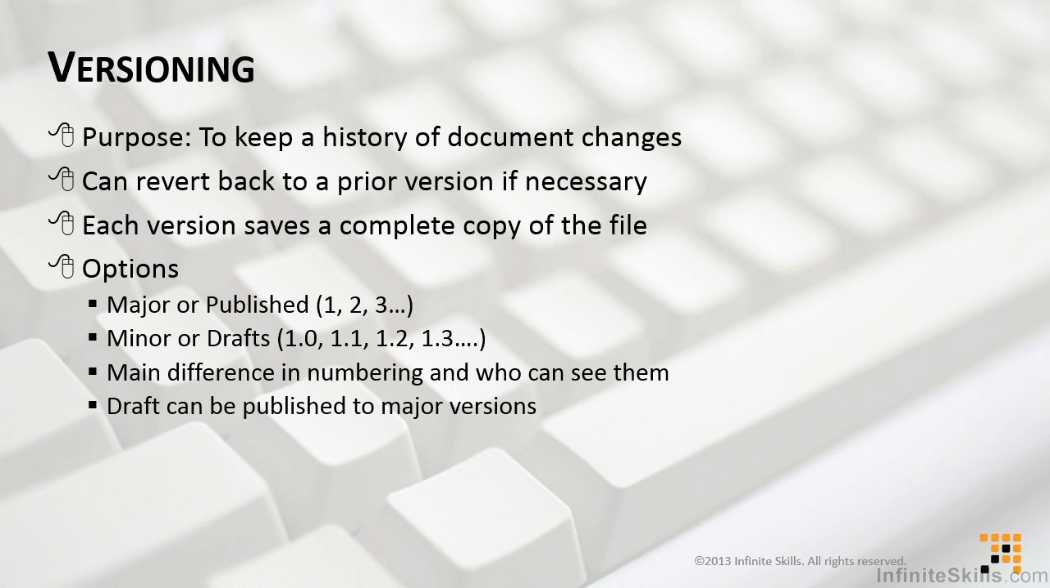So, if versioning is turned on, you will either be saving major or published versions or major and minor versions, otherwise known as drafts. The main difference as far as we're concerned is the numbering. Major or published versions are just numbers, number 1, number 2, number 3. If you're using minor versions, then they're going to have a decimal place, 1.0, 1.1, 1.2, 1.3. And then when that minor version becomes published to a major version, that's when it'll change to the next whole number. 1.0, 1.1, 1.2, 1.3, 2.0, 2.1, 2.2, and so forth.